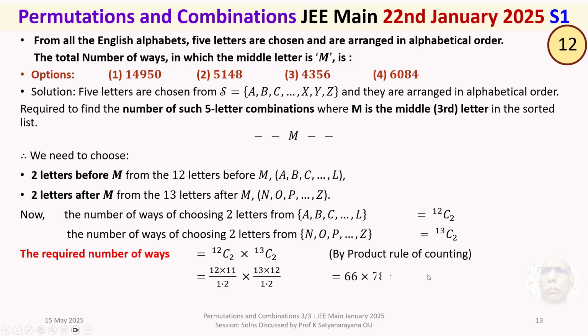Simplify, we will get 66 into 78. On multiplication, we find 5148. That appears against option 2. The answer to this question is option 2, and that is the detailed discussion of this problem.